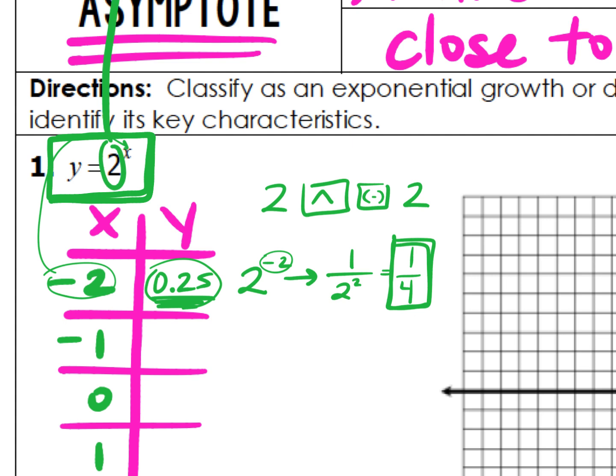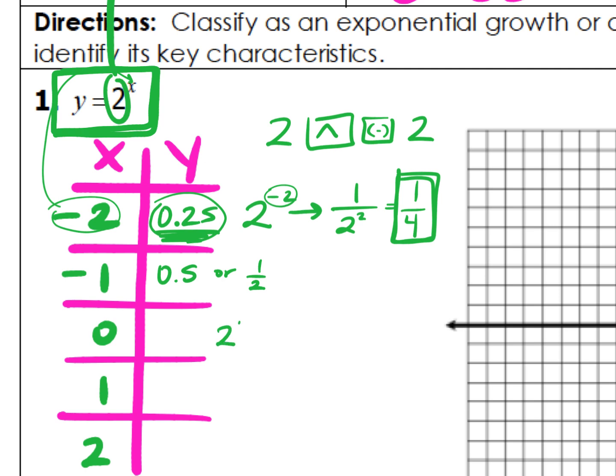Plug in the -1. 2 to the -1st power. What do you get? 0.5, or you could do 1/2, okay? If you plug in 2 to the 0 power, what is anything to the 0 power? 1, always 1.